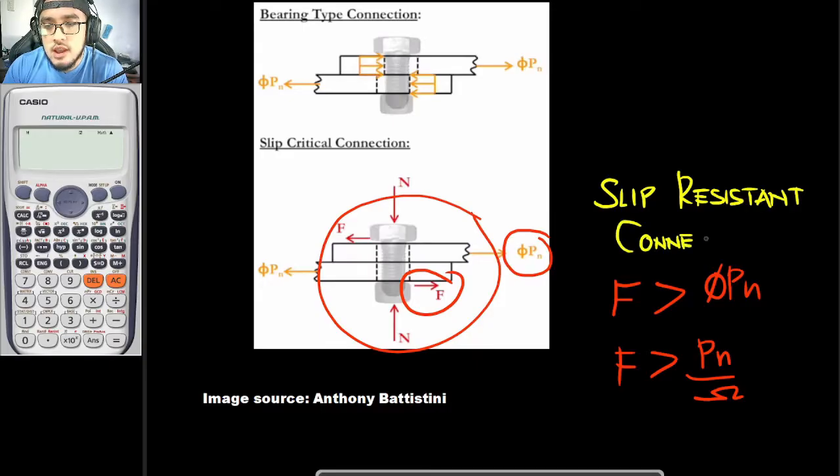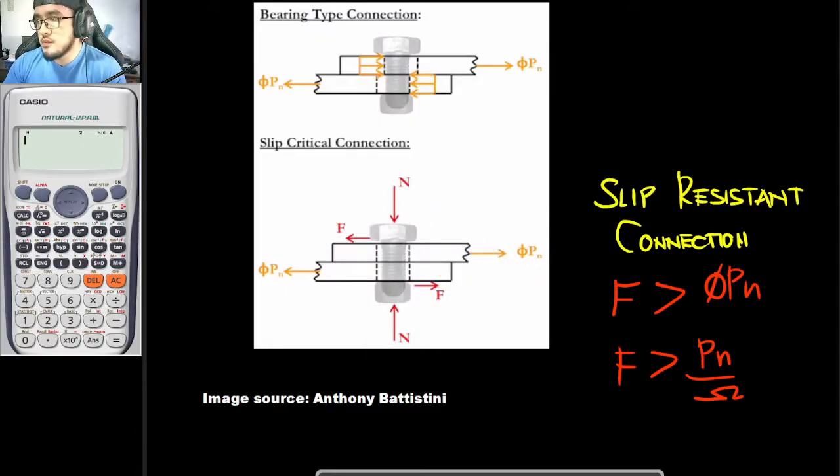So, that is because when our friction force is greater than our design load, of course, it will not slip. Thus, it would be slip resistant because it will not slip. Are you guys getting my point? Yes, sir. Very good.